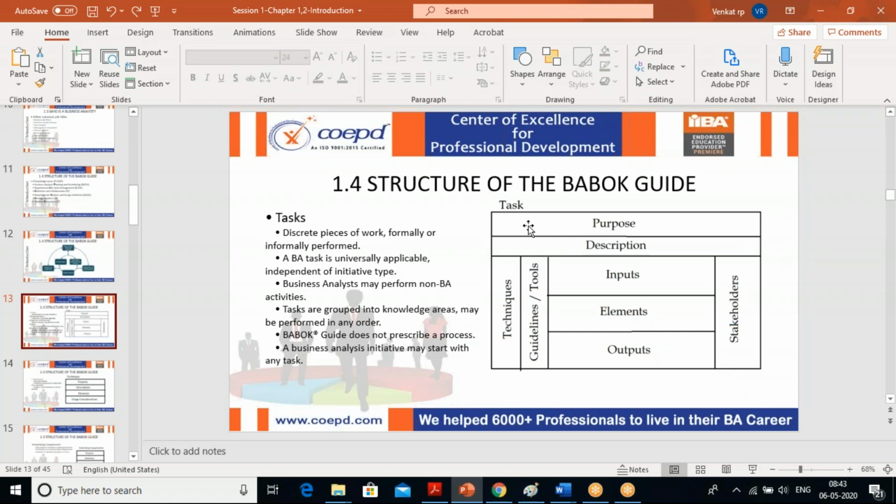I want you to draw the structure of the task here. Please draw the structure of the task. You have to memorize the task as purpose, description, inputs, elements, outputs, and we have stakeholders, guidelines, and tools and techniques. Please draw this, and once you are done, send it back to me and let me know.